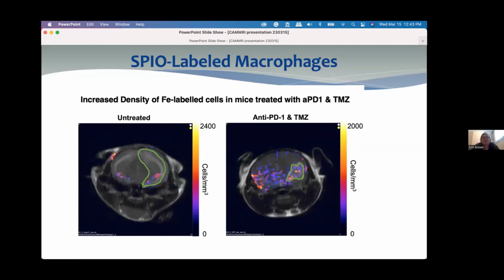Here's an example of a couple of mice. Specifically, these are female. The one on the left is untreated and the tumor is in green. You see some tumor-associated macrophages in this particular mouse. And on the right, you actually see a lot more macrophages, higher density, and just throughout the whole brain in this particular mouse. However, we saw a huge amount of variability even within groups.